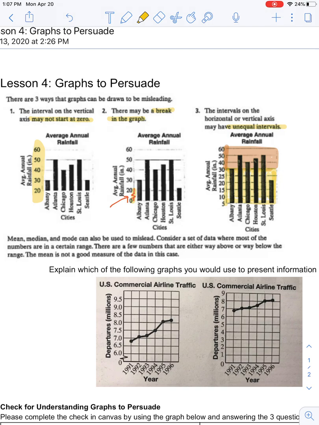Consider a set of data where most of the numbers are in a certain range. There are a few numbers that are either way above or way below the range. Remember, range is the difference between our high and our low in data. The mean is not a good measure of data in this case. So in these examples that you see below, explain which of the following graphs you would use to present the information. So the first thing you need to do is look at the information. It's U.S. commercial airline traffic. It has the years on the bottom. It has the departures, in millions of departures made in airline traffic.